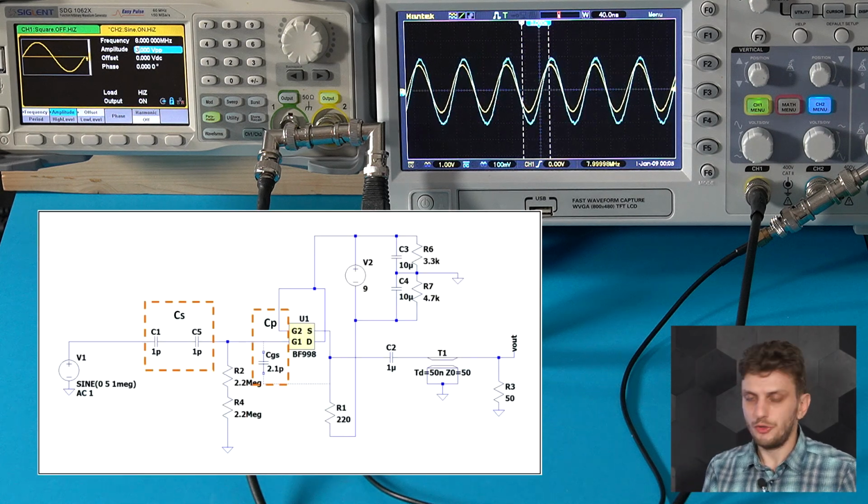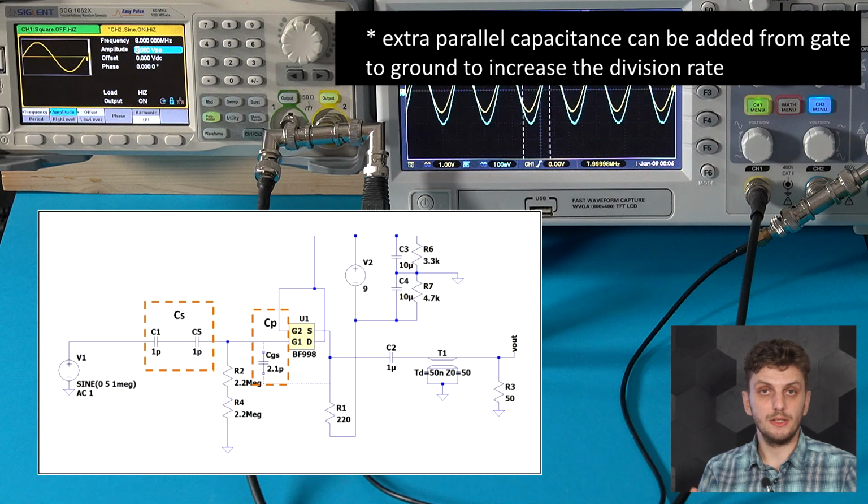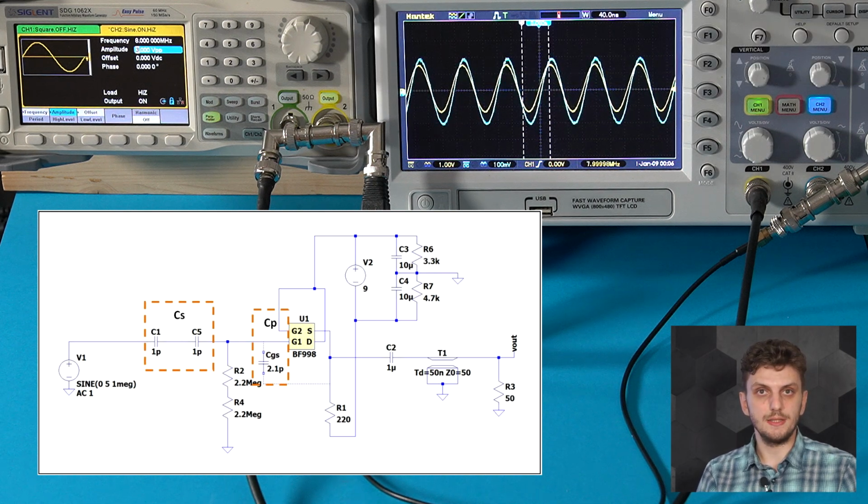Now this could be fine-tuned by adjusting one of the capacitors. Either the series capacitor, so the one on the probe tip, or the parallel capacitor on the transistor gate. So based on the capacitance ratio between these two capacitors, you will get a certain attenuation on your AC signal.